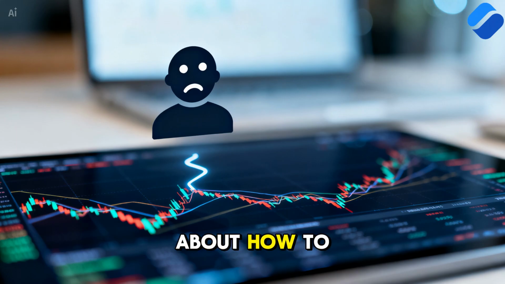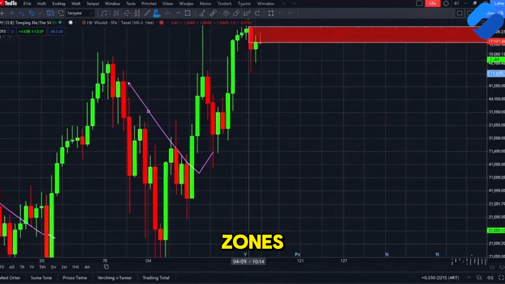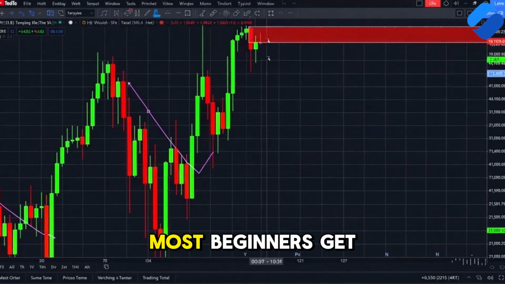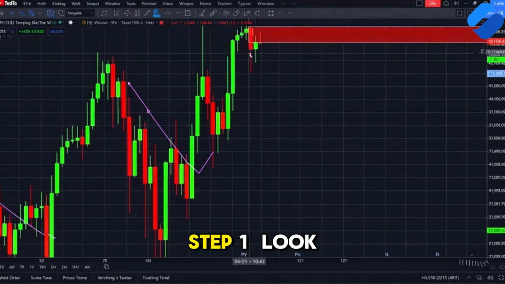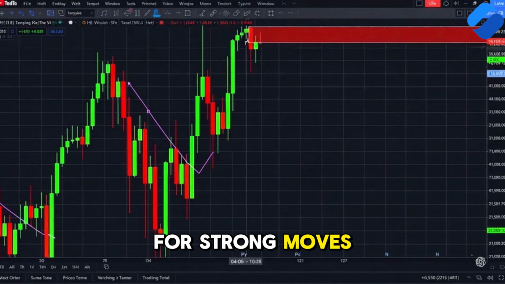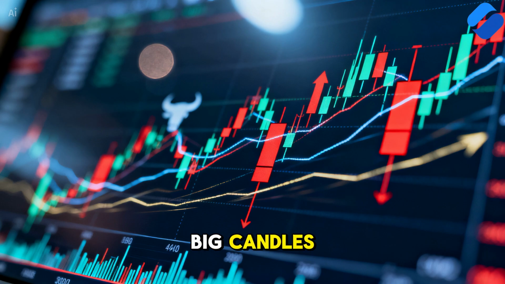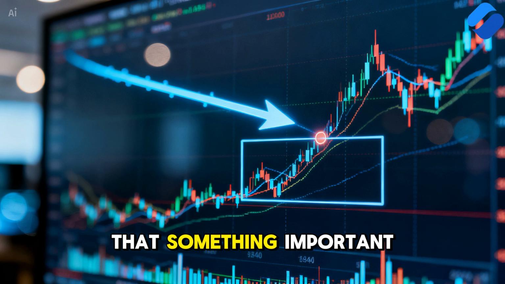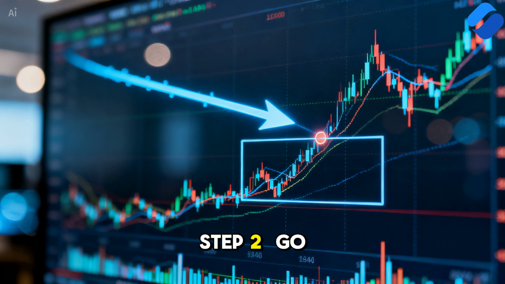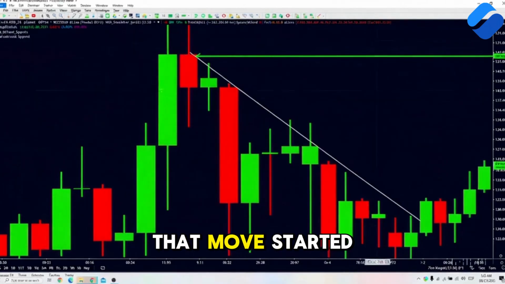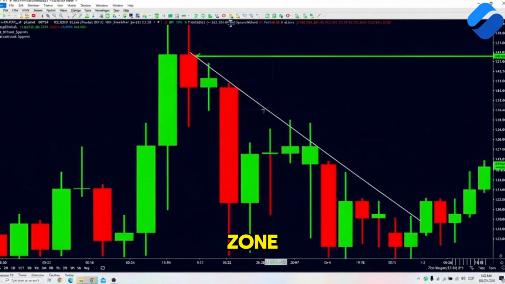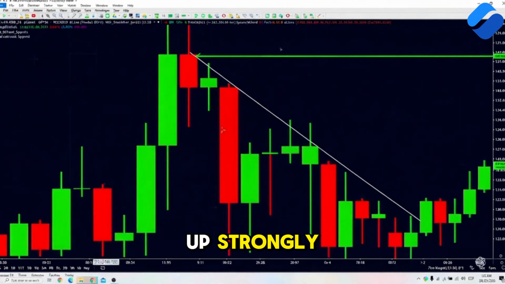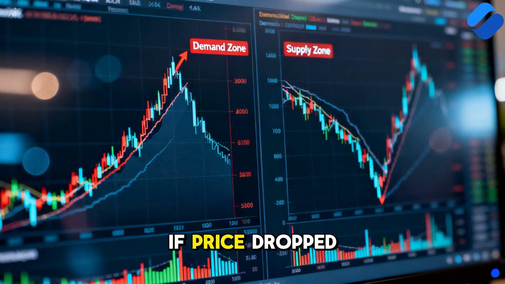Now let's talk about how to actually find these zones. This is where most beginners get confused. Step 1. Look for strong moves in the market. Big candles, fast movement, clear direction. That's your signal that something important happened. Step 2. Go back to where the move started. This is your zone. If price moved up strongly, that's a demand zone. If price drops strongly, that's a supply zone.